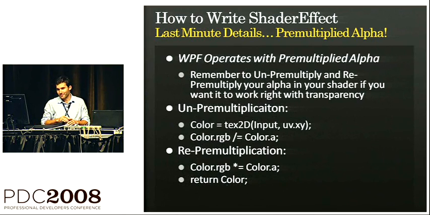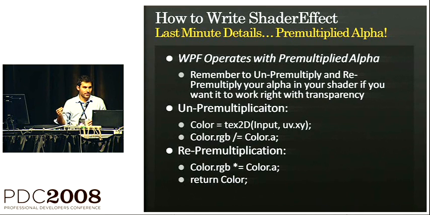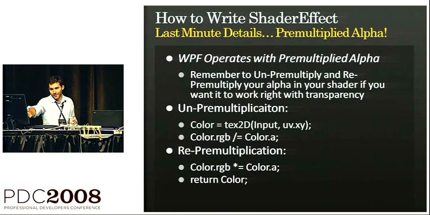So a couple of last-minute details before I get down to a little bit of coding. WPF deals with pre-multiplied alpha internally. What this means is that when we have a color, it'll have RGB and alpha components to it, but we've already multiplied the RGB components by the alpha component. So if you're going to use this in your shader, you have to unpre-multiply the alpha from the colors. And all that really means is you're taking the color and, if you look at this unpre-multiplication step here, you're just dividing R, G and B by the alpha of the color. So that unpre-multiplies the color.